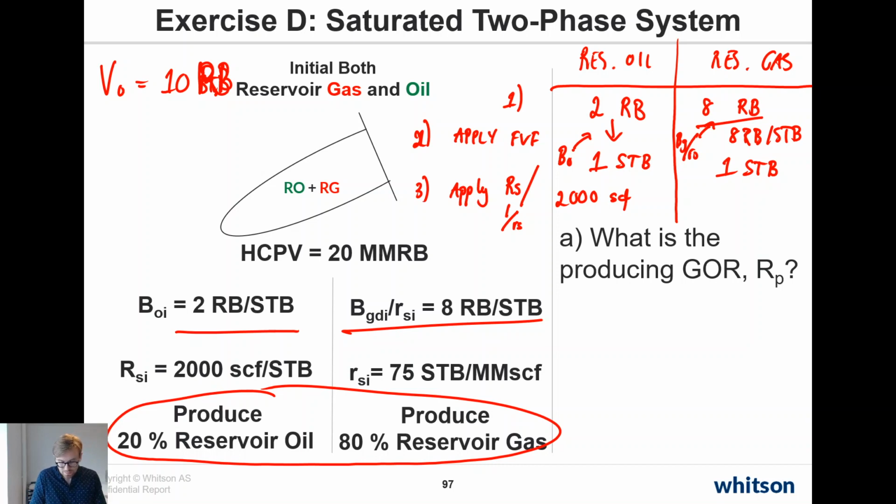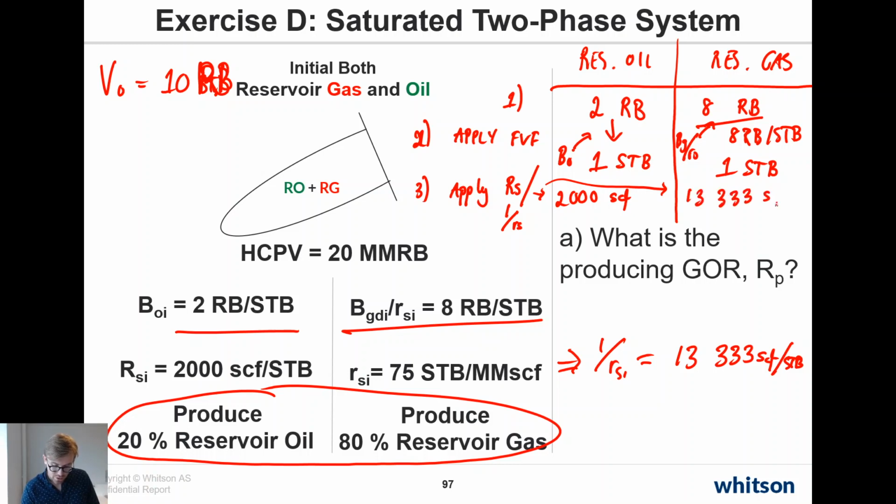On the gas side, I need to make sure that I have this right there, 1 divided by 75 times, so 1 over little rs is given to be 13,000 scf per barrel. So we know that the one stock tank barrel right here, if we apply the inverse of that, would give us 13,000 scf per barrel.